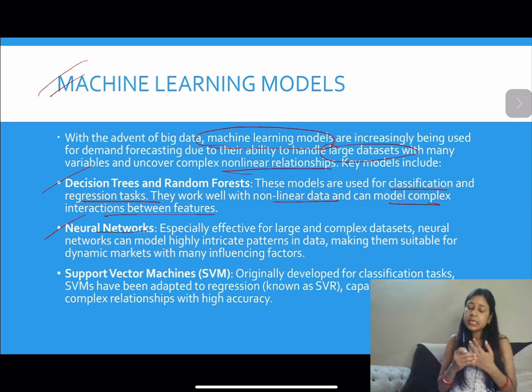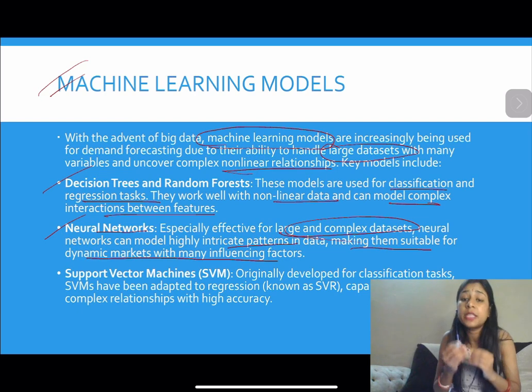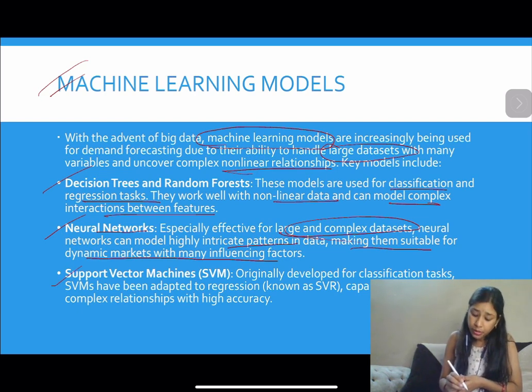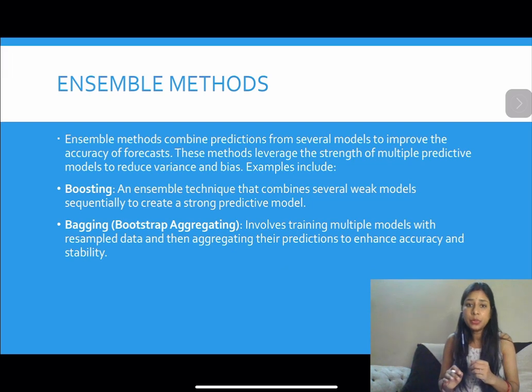The next is neural networks. Neural networks are used for large and complex data sets, and they can help in uncovering patterns in the data, making them suitable for the dynamic market, which is influenced by many factors. The next is support vector machines. Support vector machines were developed for classification tasks, but SVMs have been adapted to regression, because they are capable of modeling complex relationships with high accuracy. So these are the basic models used for accurate demand forecasting.